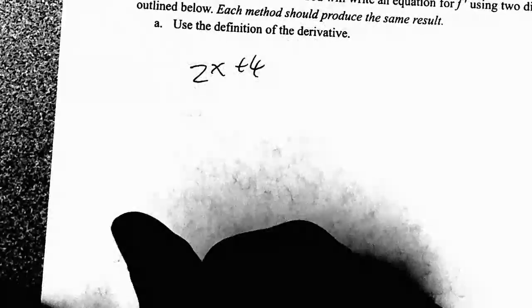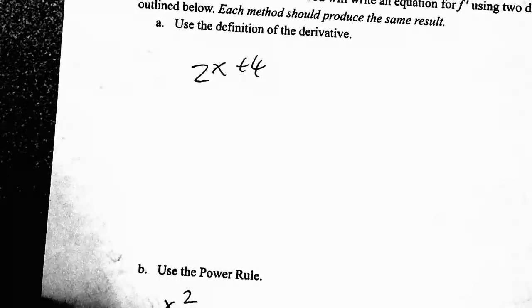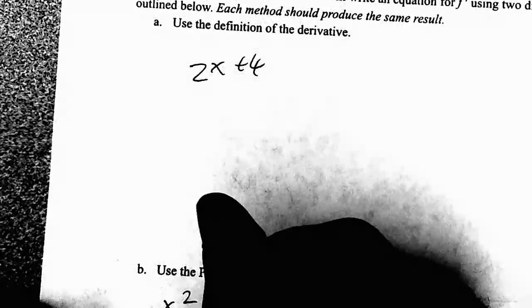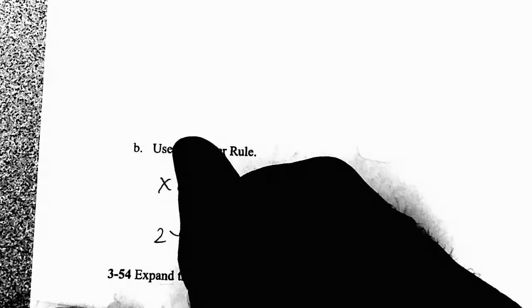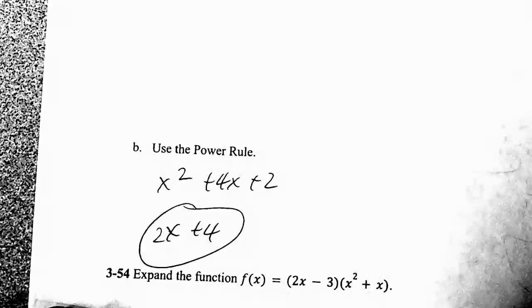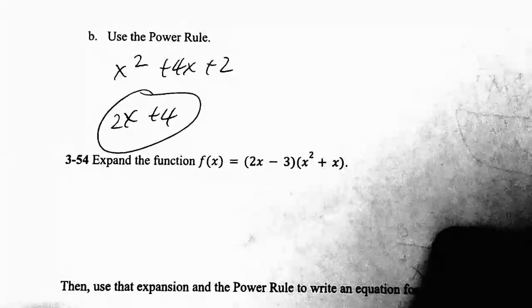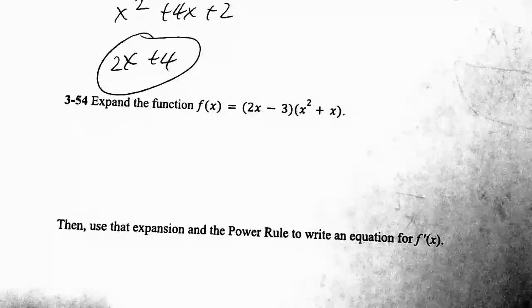Now doing the derivative using the power rule, right? The power rule is super easy for this. X squared plus 4x plus 2. Applying the power rule, bring the 2 down, it becomes 2x to the power of 1, plus 4. So you can see how much easier it is with the power rule. But next one, expand the function.